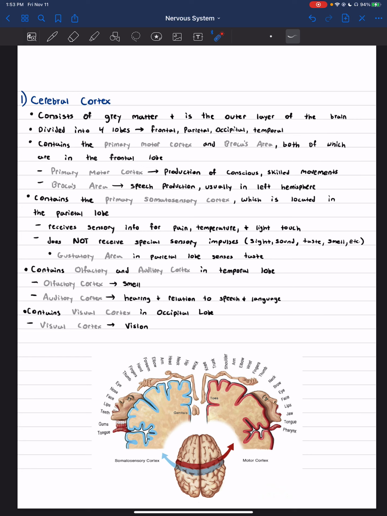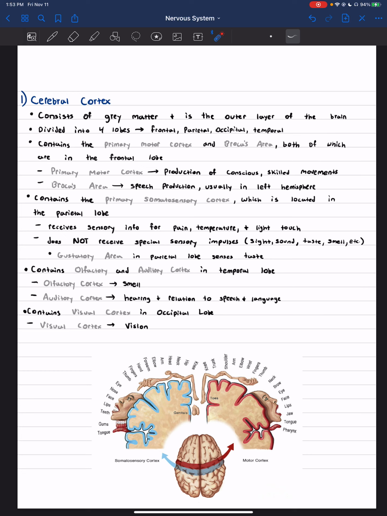The frontal lobe has the primary motor cortex and Broca's area. The primary motor cortex is responsible for production of conscious and skilled movements. And your Broca's area is responsible for speech production, and this is usually located in the left hemisphere of your brain. I'm going to toss another mnemonic out there for y'all: Broca's area is for speech production.